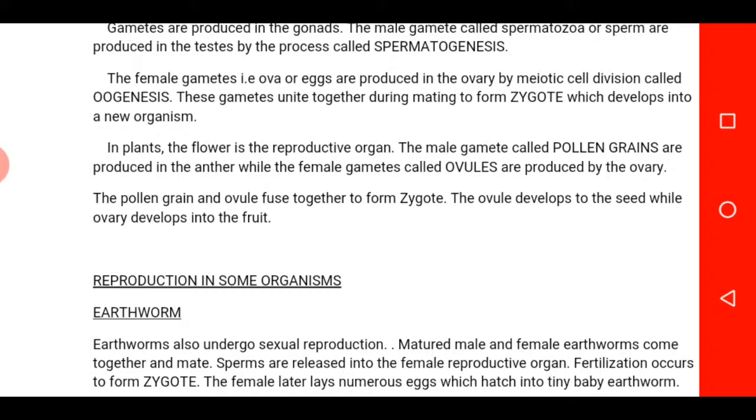We are still going to learn about reproduction in plant, so we are going to understand better what we are trying to say. So, in short, pollen grain and the ovule will fuse together to form zygote, and at the end of the day, the ovule will develop into seed, and the ovary develops into fruit in plant.